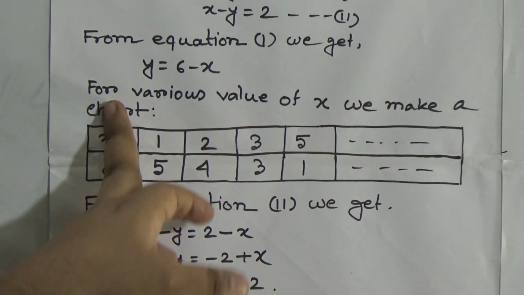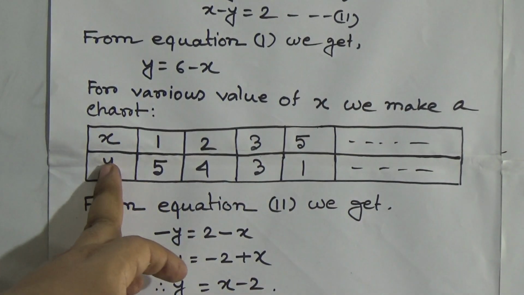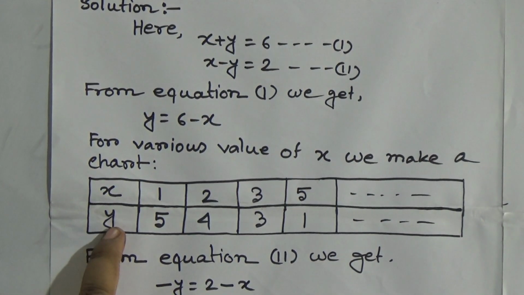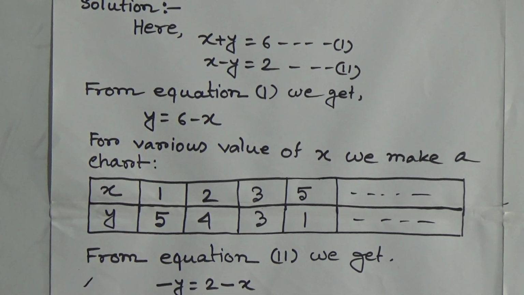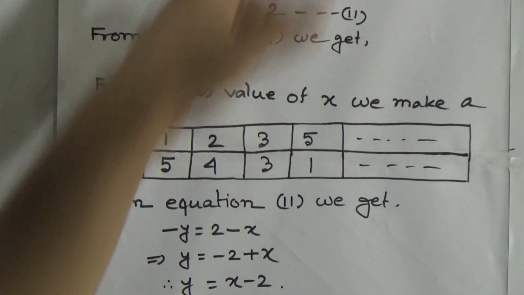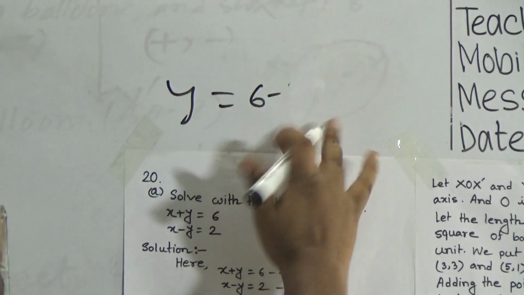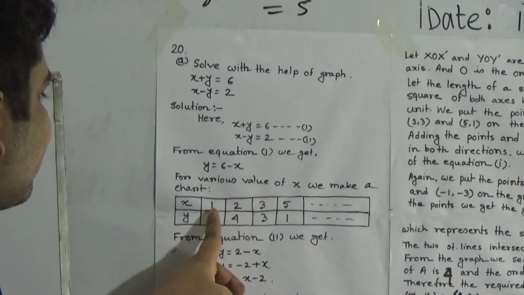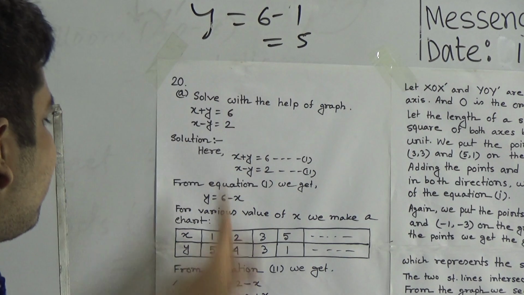Now for various values of x we make a chart. That means here x and here y. We put the value of x and we get the value of y. So y equal to 6 minus x. My dear students, notice at first we put x equal to 1. If we subtract 1 from 6 we get 5. So 1 is the value of x and 5 is the value of y.